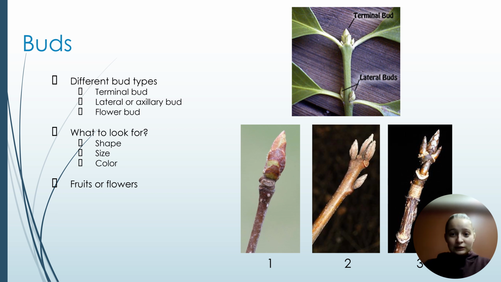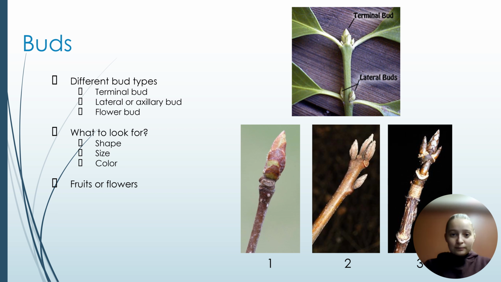There are 3 different buds, 2 of which are shown in the top image. The terminal bud is at the end of the twigs and is the bud to grow new leaves. The lateral buds are nestled in between the leaves and the stems. And last you have the flower buds. Those usually grow either fruit or flowers. Some trees have fruit, some trees have flowers, some have both or neither. I'll be going over the terminal buds mainly.